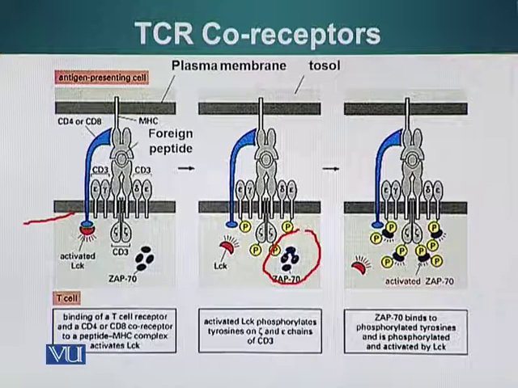ZAP70 molecules, once they are phosphorylated, they phosphorylate other protein docking sites embedded in the plasma membrane, which serve as the docking sites and activate mechanisms that generate IP3 molecule, and also they mediate signaling through MAP kinase pathways.